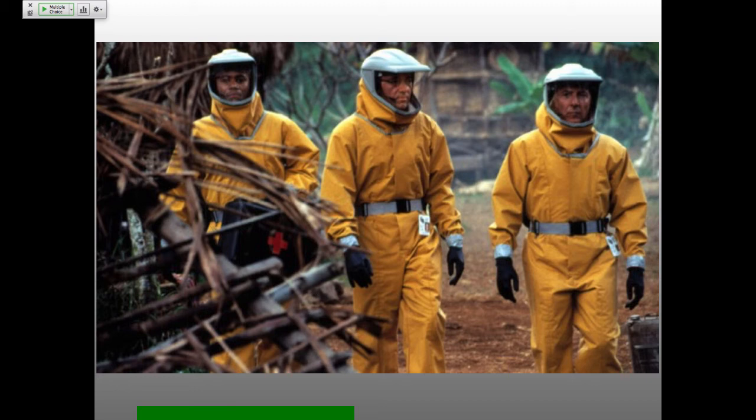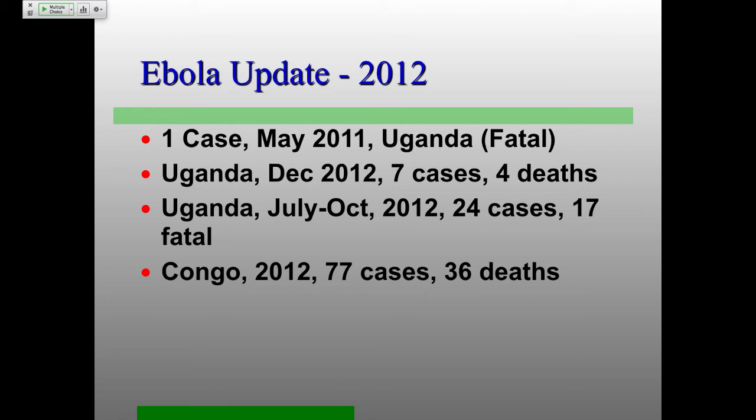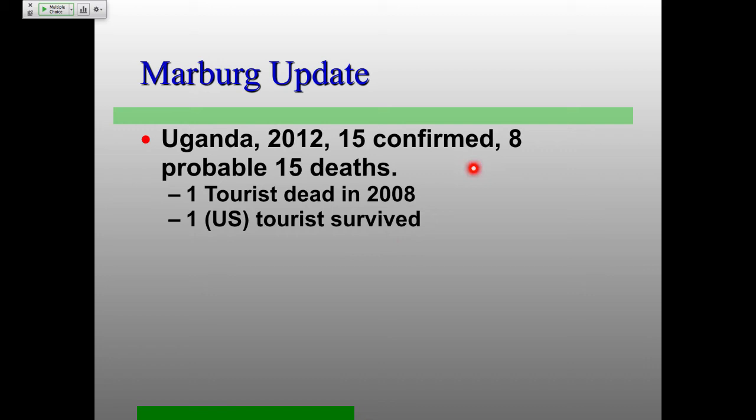In fact, I forgot to bring my image, and we'll talk about how we dealt with that a little bit later on. So, I started lecturing on Ebola in 2012. And I said, okay, there's really not much going on here. We had one in 2011 that was fatal, seven in 2012, about half of which were fatal, 24 here in Uganda, again a separate outbreak, about half fatal. In Congo, again, about half fatal. For Marburg, a similar kind of thing, 15 confirmed, 8 probable, 15 deaths. One tourist died, eek! A whole tourist has died. In fact, this was someone who visited one of those bat caves.